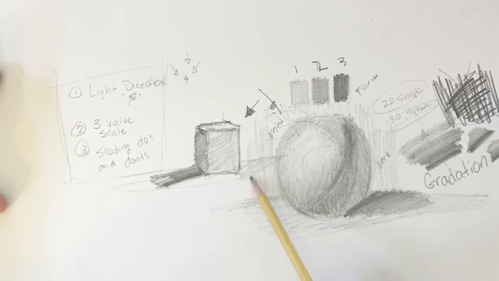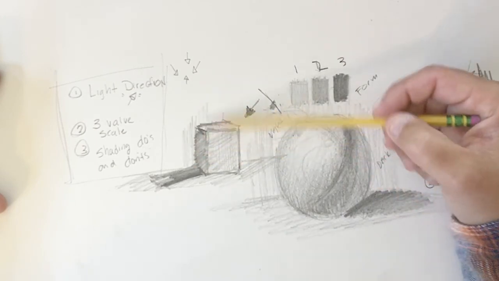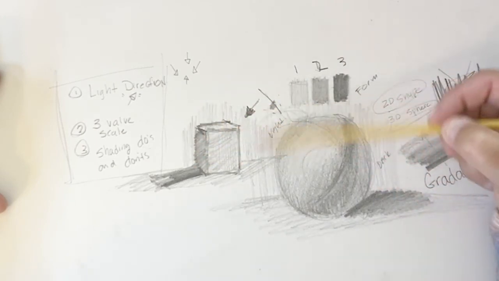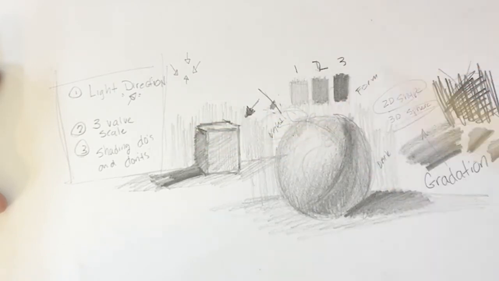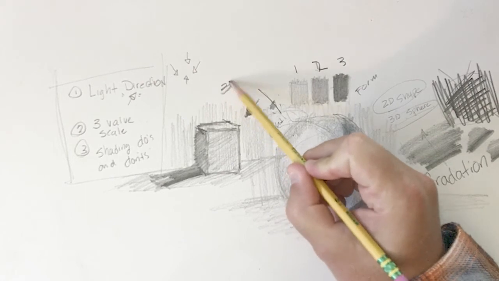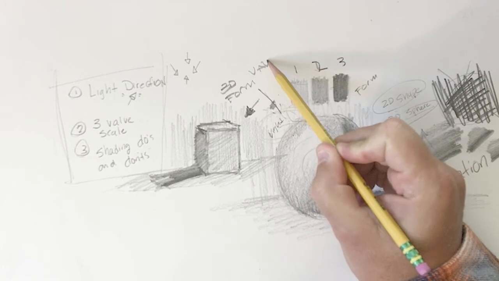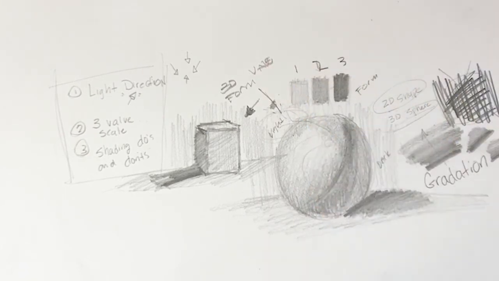Again, I can go in with just a simple number 1 value. Okay. Maybe bump it up a little bit over here so you can see the contrast. Okay, so now I have made a three-dimensional form using value. Okay, so now you can see why value is really important when we draw.